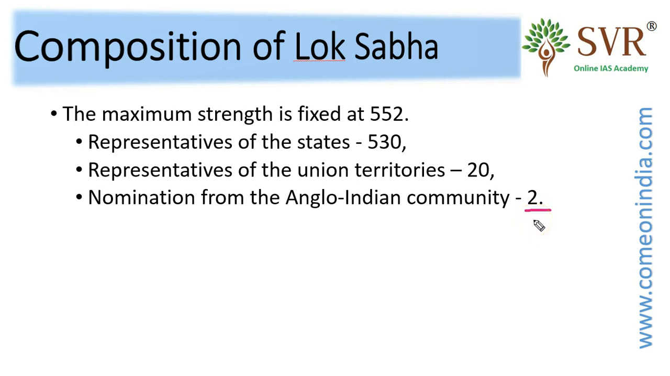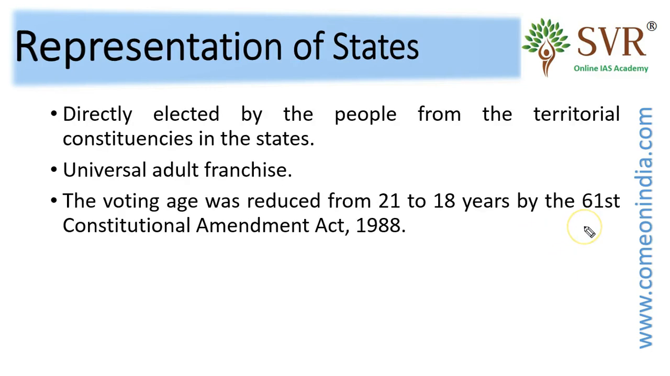Part 5 of the Constitution of India states that whenever the Anglo-Indian community is not properly represented in the lower house, then the President of India has the power to nominate 2 members from the Anglo-Indian community to the Lok Sabha. That is the reason for the nomination of 2 members. Similar to the representation of Rajya Sabha, now let us learn how the Lok Sabha is represented.